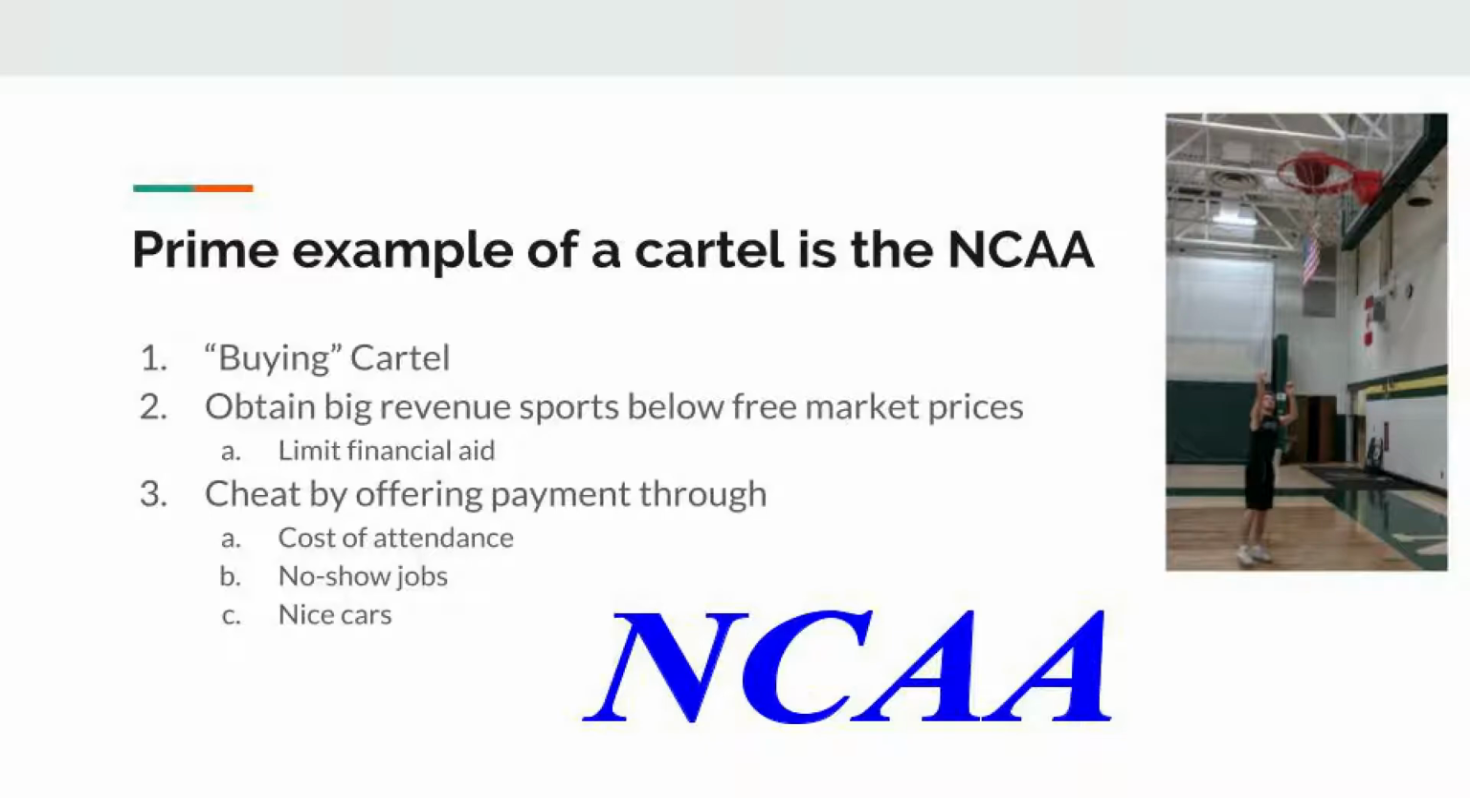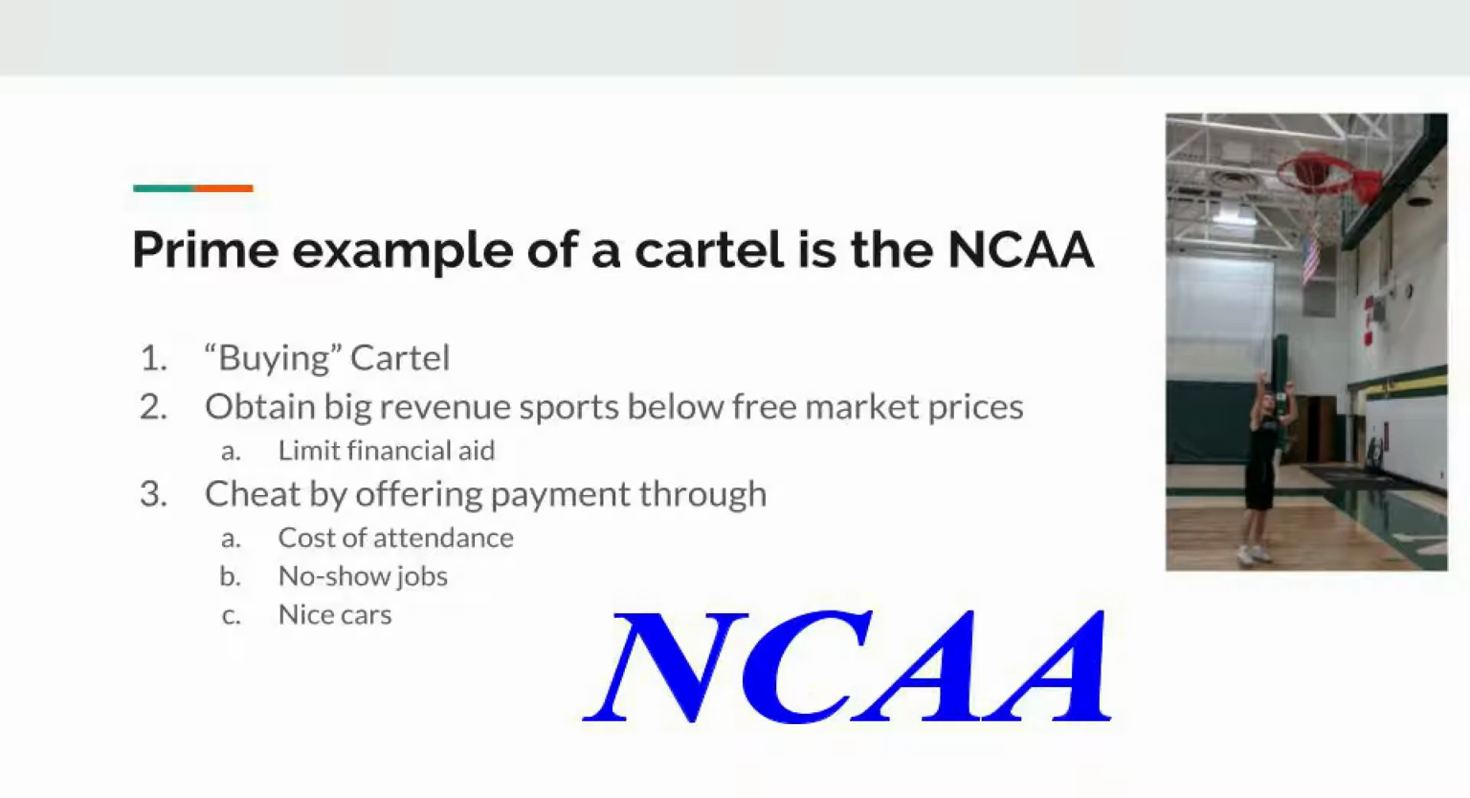One main example of cartels is the NCAA, or for those of you who don't know, the National College Athletic Association. The NCAA is a buying cartel, which means that the members agree to a maximum price for college athletes to produce college events. This basically means that the NCAA gets college athletes in big revenue sports at below the free market price. College athletes can generate a lot of money for their schools, and the more money they can make, the higher demand there is for them. The NCAA put rules in place that limit financial aid to athletes to only pay for their cost of attendance, so they are not allowed to directly pay their players.